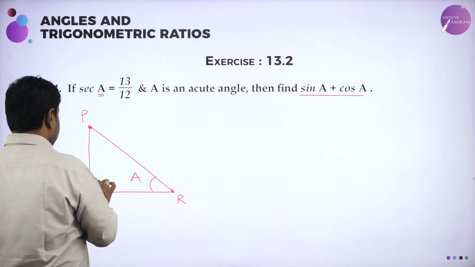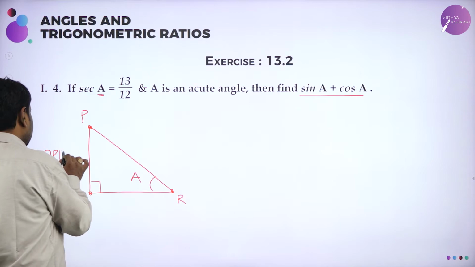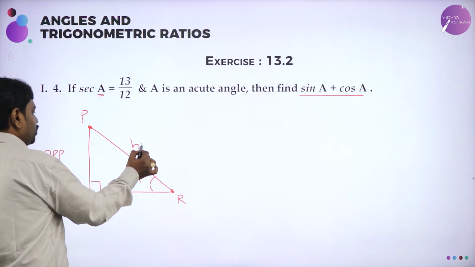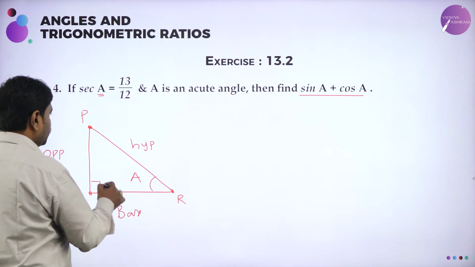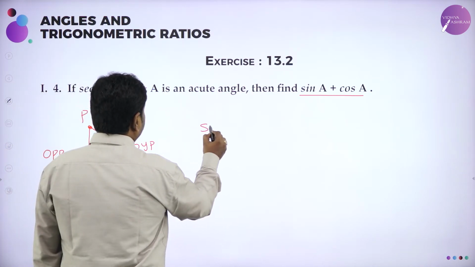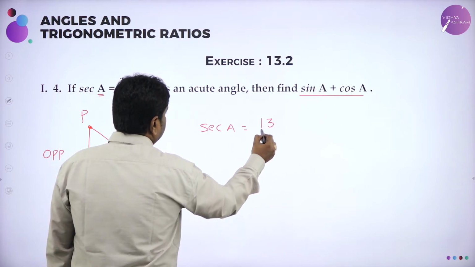Now this is 90 degrees, and opposite to angle A is called the opposite side. Opposite to 90 degrees is the hypotenuse, and this is the base. Now we need to fill this. For that they gave secant A. What is secant A given in the problem? Exactly 13 by 12.